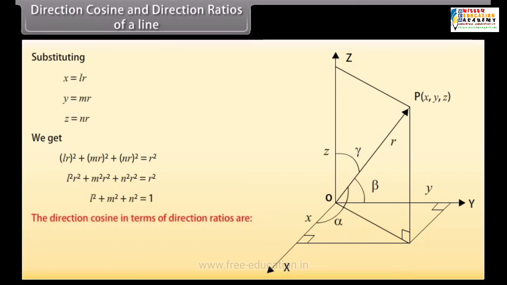The direction cosines in terms of direction ratios are l equals plus minus a upon square root of a square plus b square plus c square. m equals plus minus b upon square root of a square plus b square plus c square. n equals plus minus c upon square root of a square plus b square plus c square.